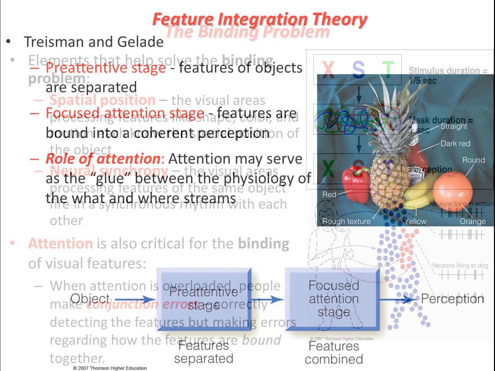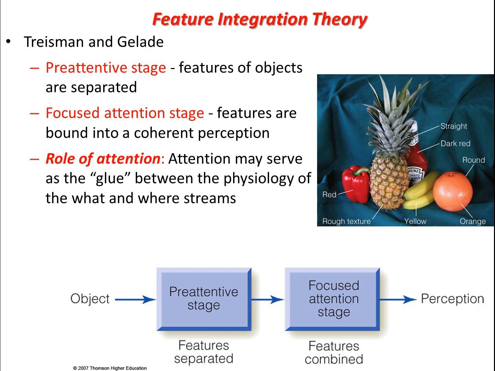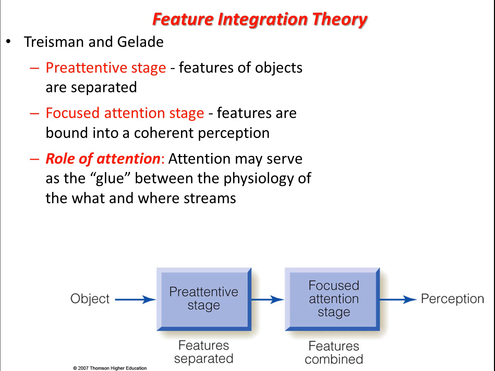The feature integration theory proposed by Treisman was the first that discussed this idea of attention contributing to feature integration, and they proposed that the first stage in object recognition is the pre-attentive stage, where features are processed separately, and then with focused attention comes a second stage where features are combined. So the role of attention is to serve as a glue between the physiology of the what and the where streams, and attention can enhance feature integration.